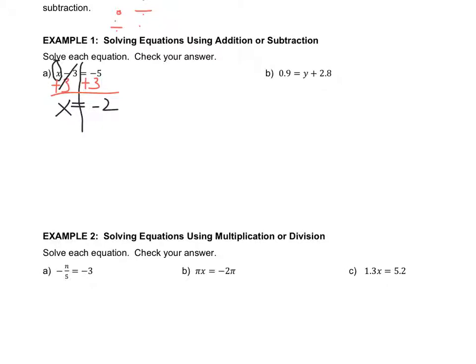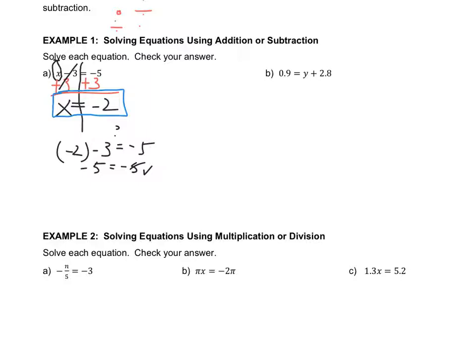Now, how to check your answer? Hopefully we know if I take my equation, which was x minus 3 equals negative 5, and I replace x with a negative 2, and then I subtract 3, it should equal negative 5. So we've got to prove it. Negative 2 minus 3 does equal negative 5. So it checks, which means, and you should get in this habit of boxing or circling your final answer, that x equals negative 2 for this equation. So hopefully that was easy enough.